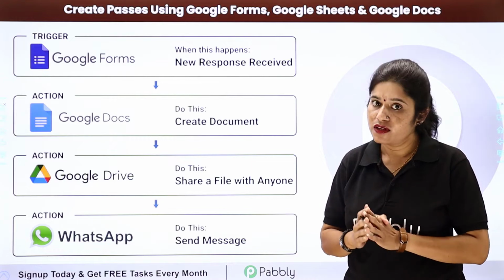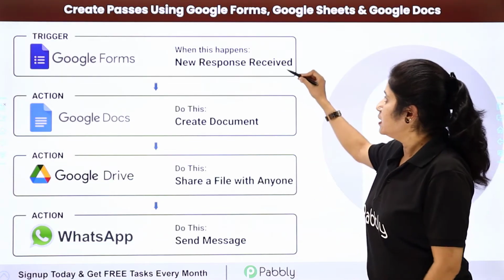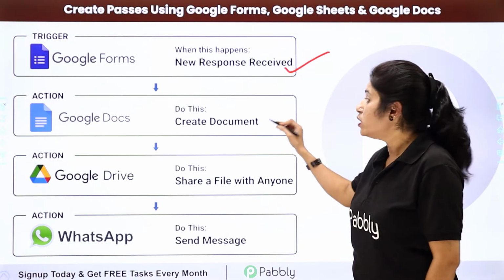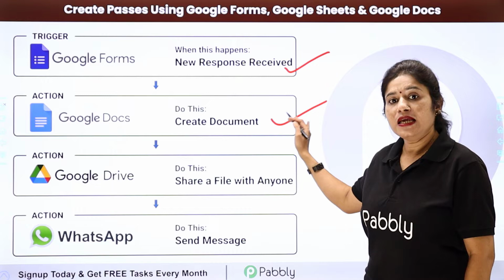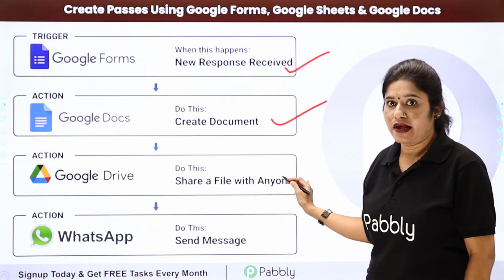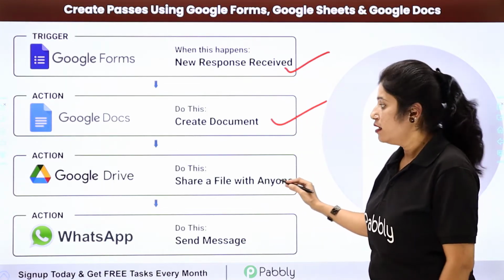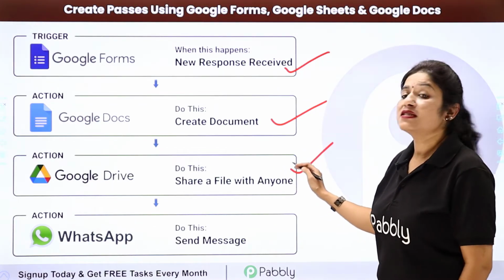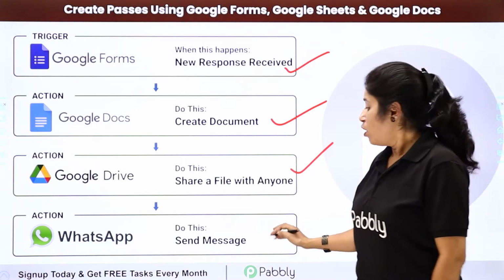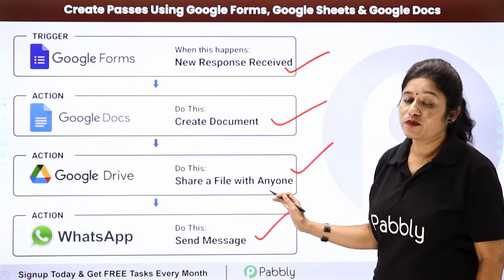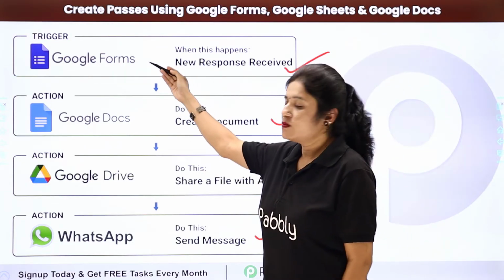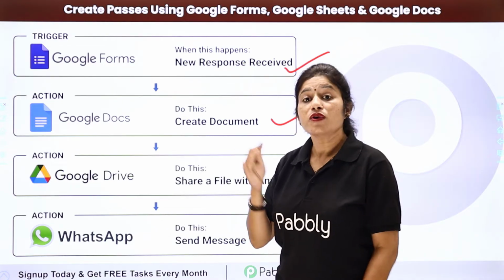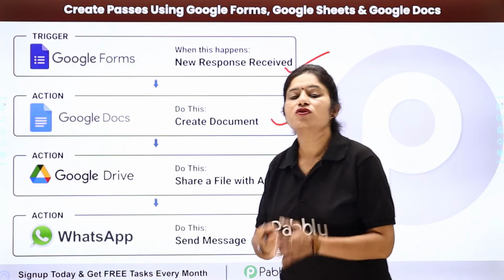Now you want that whenever the form is filled, automatically using the details of the form submission, first a pass or a document should get generated into your Google Docs using a template. Then the same pass should be converted into a PDF file. It should be converted into a shareable file using your Google Drive account and it should be saved in your Google Drive account. Okay, and the same pass should be shared with your employee on the WhatsApp number along with a message. For that, you need to integrate Google Forms with Google Docs, then with Google Drive and then with WhatsApp also. So how you can integrate all these software applications using Pabbly Connect?